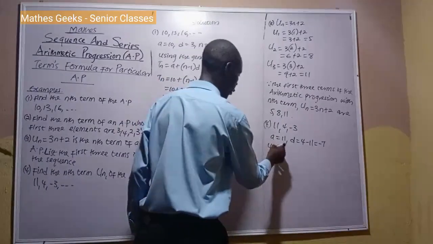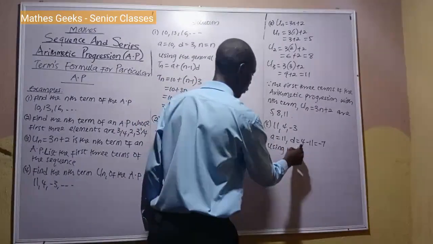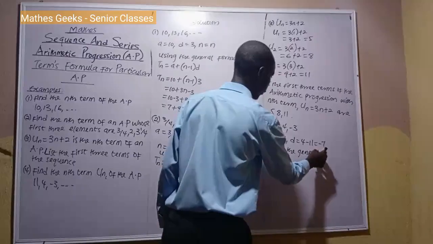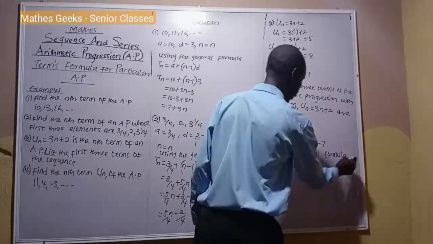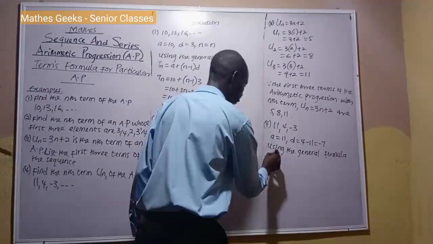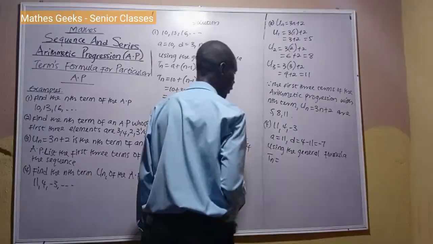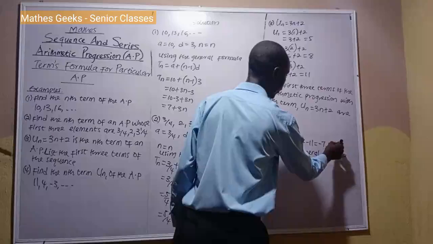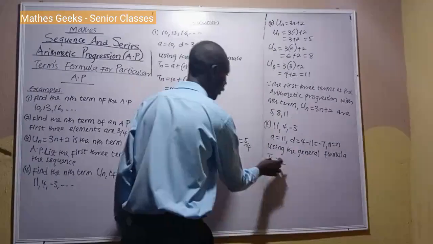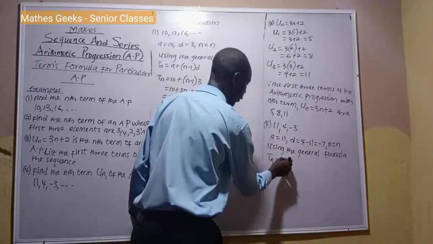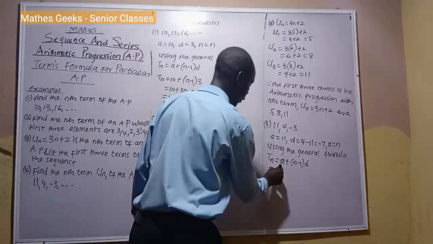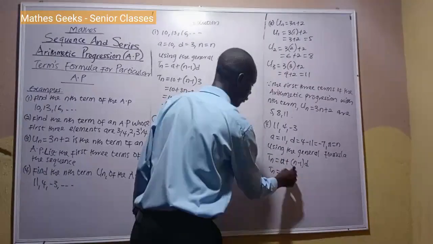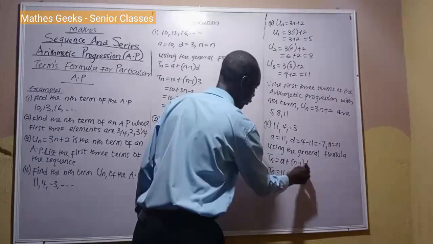So using the general formula, we have Un, which is the nth term, so n is equal to n. So Un is equal to a plus n minus 1 d. Un is equal to the first term 11 plus n minus 1 times minus 7.